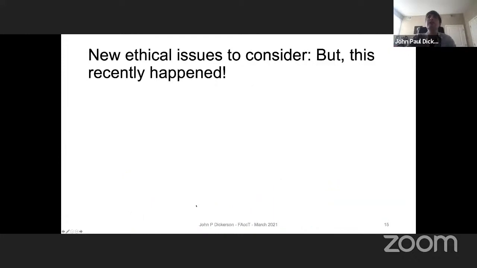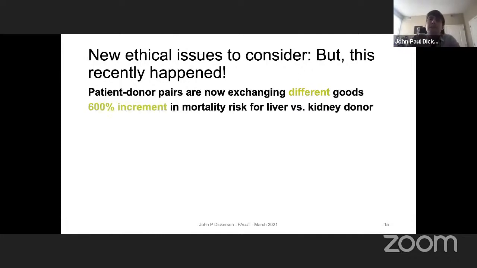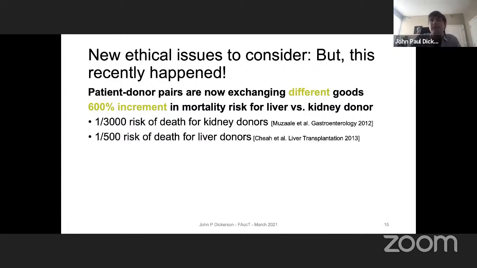Now, there are these ethical issues that I mentioned. For example, patient-donor pairs would now be exchanging different goods, right? A patient-donor pair, a kidney comes in, that pair gets a kidney and then gives a liver. And these are different goods. And there's a different risk profile. There's a 600% increment in mortality risk for liver versus kidney donors. There's about a 1 in 3,000 risk of death for kidney donors. There's about a 1 in 500 risk of death for liver donors. So that's an ethical consideration to take into account.